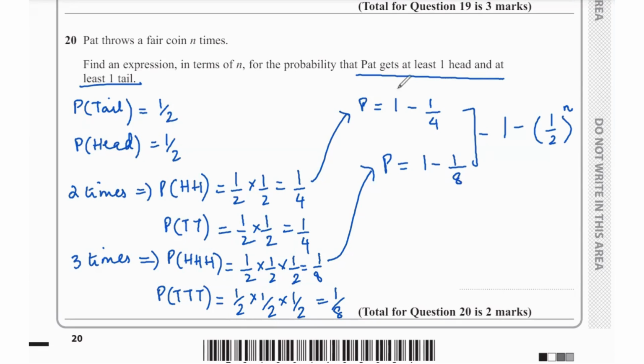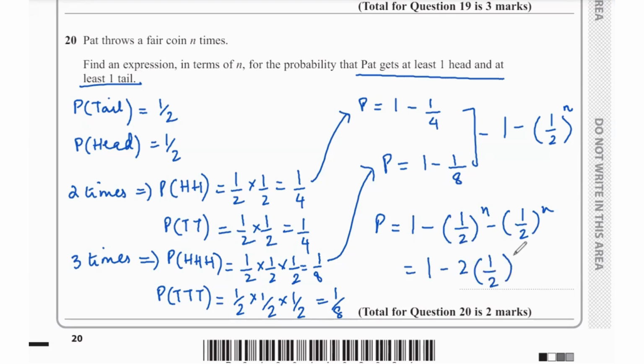So to get the probability of getting at least one head and one tail, we will do probability of 1 minus 1 over 2 to the n minus 1 over 2 to the n, which is basically going to be 1 minus 2 times 1 over 2 whole power n. That is your final expression. Once again, the reason we're subtracting 1 over 2 to the n twice is because we have to subtract the probability of getting all heads and the probability of getting all tails. So when you subtract that, the remaining probability is going to be whether we get at least one head and at least one tail. So this is your answer.